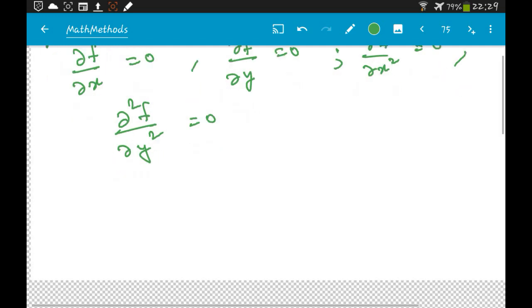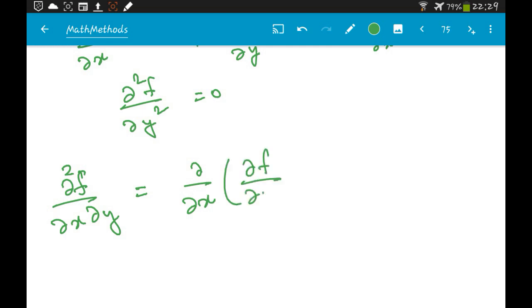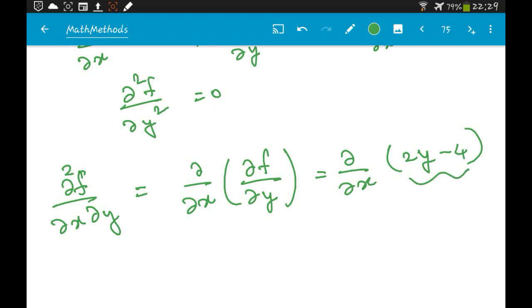We are left with one other thing. What is dou square f by dou x dou y? So what we can do is dou by dou x of dou f by dou y, which is dou by dou x of 2y minus 4. There is no x here, so this is going to give you 0.